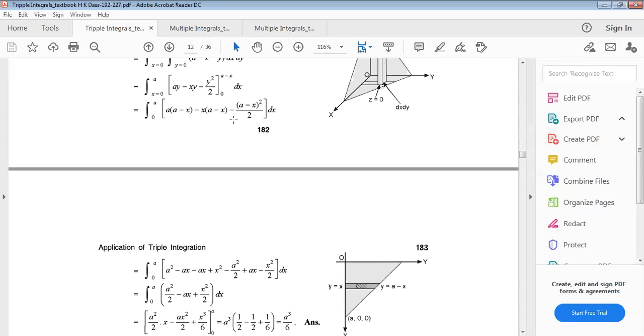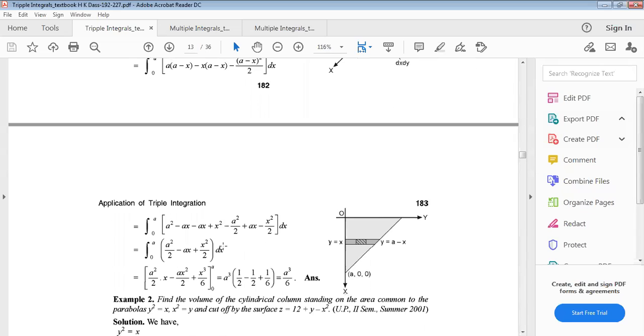So this is actually the a minus b whole square formula. If we simplify, we get a square by 2 minus x plus x square by 2. This x cancels, and this x square by 2 and this x square by 2 make another plus x square by 2. So we get this one.